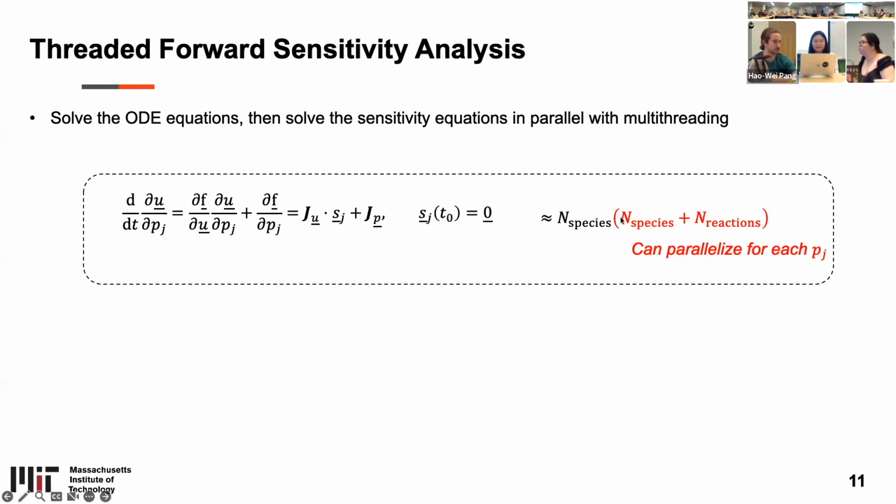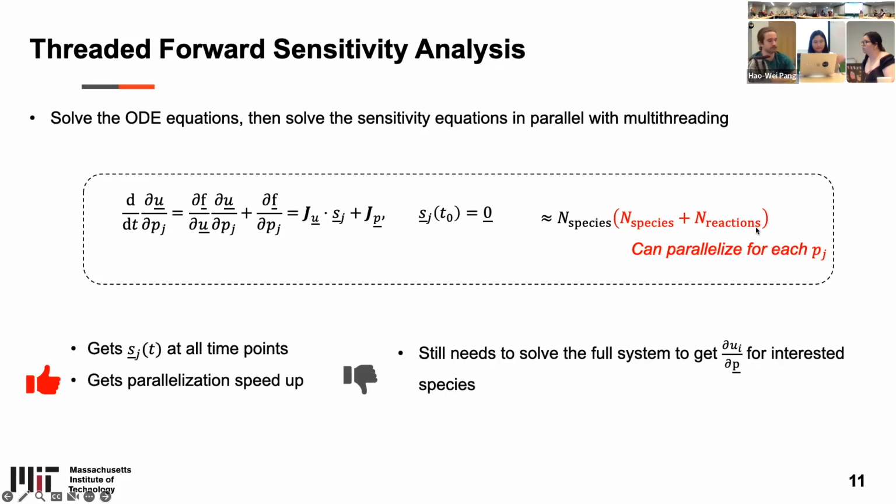You can speed up for each parameter here. So you can speed up for one equation, the equation size is the number of species, but for all the parameters, you can solve in parallel. The good thing is you still get the sensitivity at all time points and you get a parallelization speed up, but you still need to solve the full system, like the sensitivity of all species, in order to get the sensitivity of the one species that you care about.